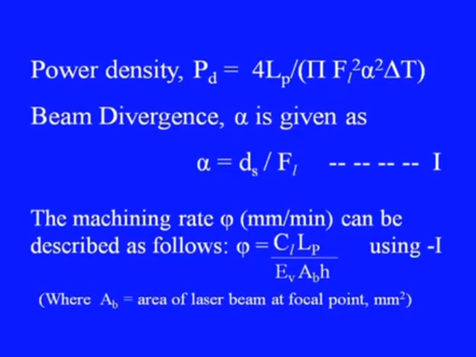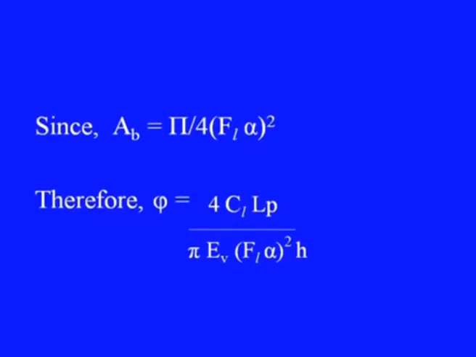On the other hand, the machining rate in millimeter per minute can be described as follows: the machining rate phi is given by CL into Lp divided by Ev into Ab into H, where Ab is the area of the laser beam at the focal point, expressed in millimeter square. Ab is described by pi by 4 fL into alpha, whole squared. Therefore, finally, we get the material removal rate phi as 4 CL into Lp divided by pi Ev into fL squared into alpha squared into H.